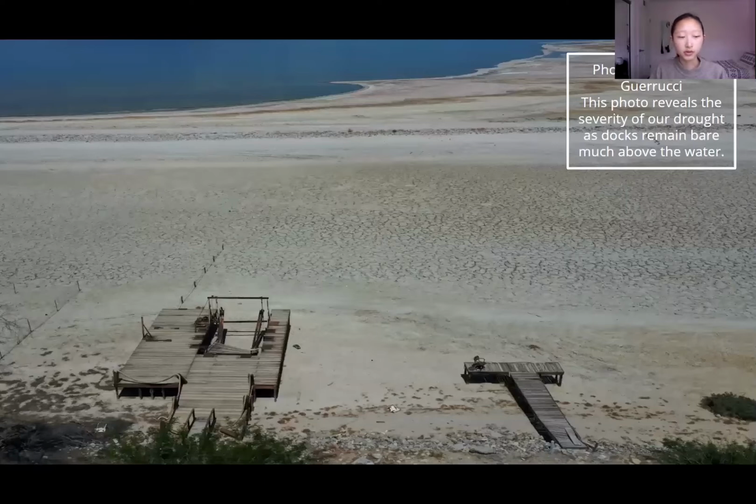This picture shows former docks on Salton Sea's beach in Southern California in Imperial and Riverside counties. Where normally the boats would be stationed at the docks, we can see that there's not enough water for the docks to even be in water and for the boats to stay afloat.